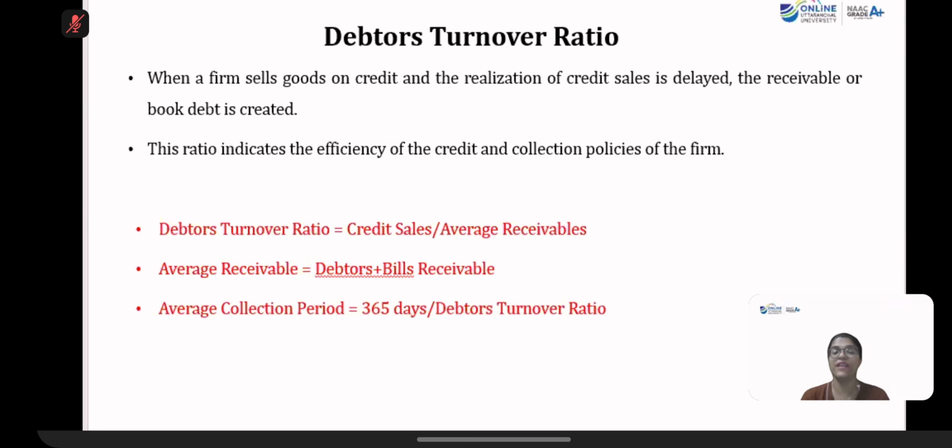Now, how do you calculate average receivable? Debtors plus bills receivable, when you add them, you get average receivable. And the formula for the average collection period, in how much time your payment collection has happened, is 365 days divided by the debtors turnover ratio.